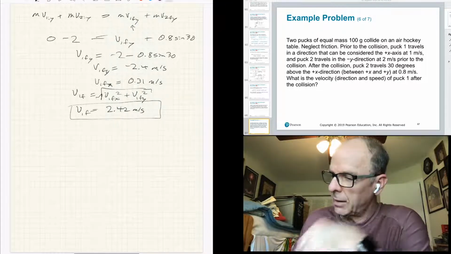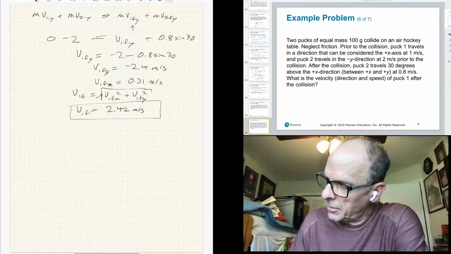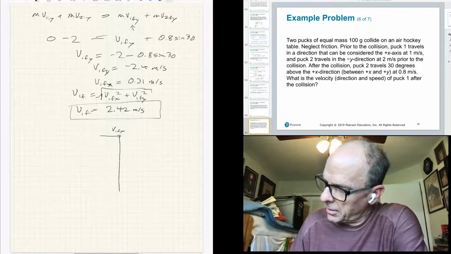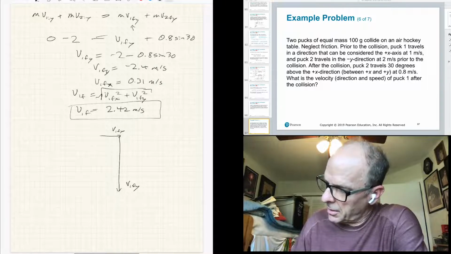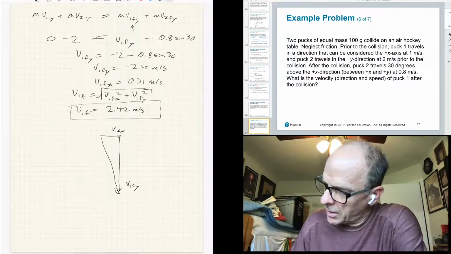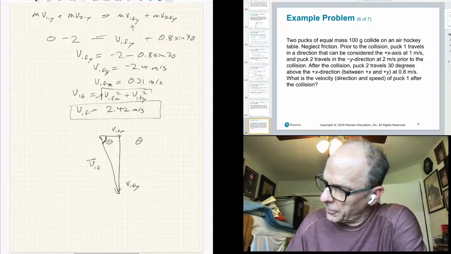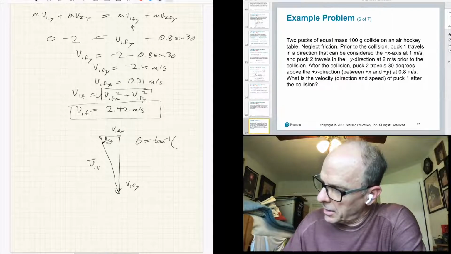What's the direction? Let's sketch this vector. v1fx is in the positive x direction. v1fy is a big vector in the negative y direction. So here is our vector v1f, and this angle, theta, is the inverse tangent of opposite over adjacent, v1fy over v1fx.